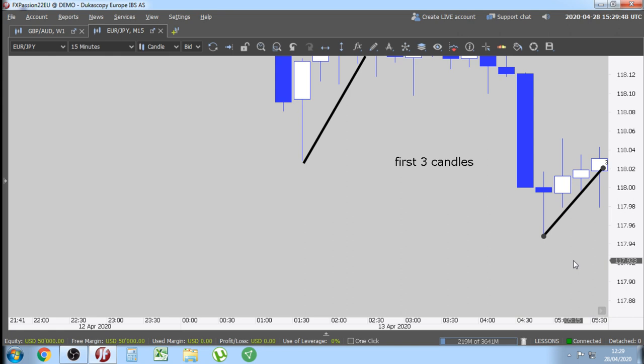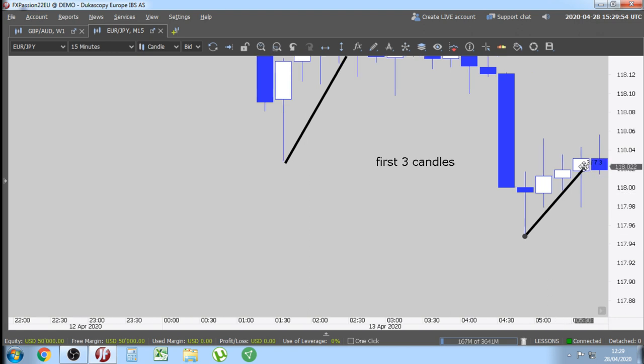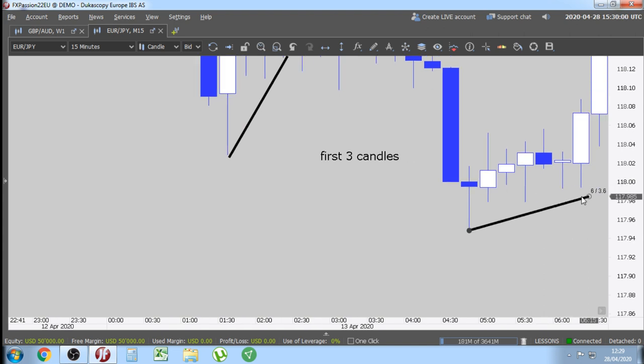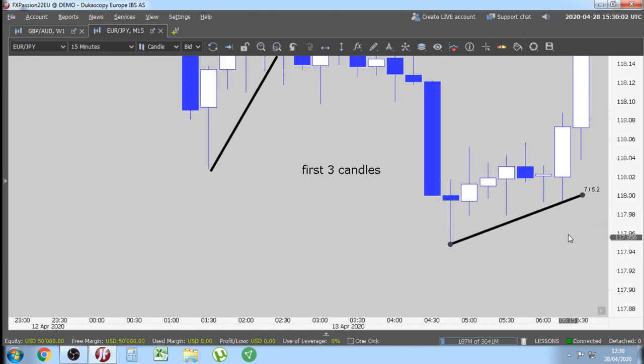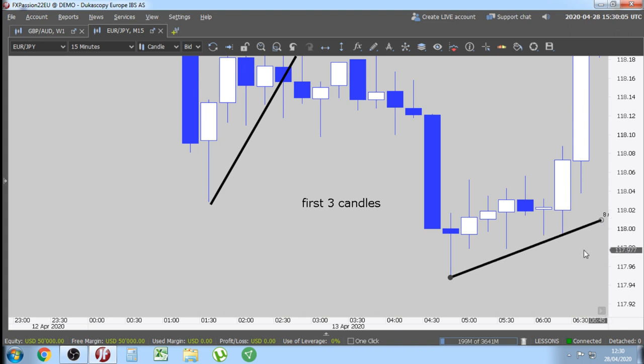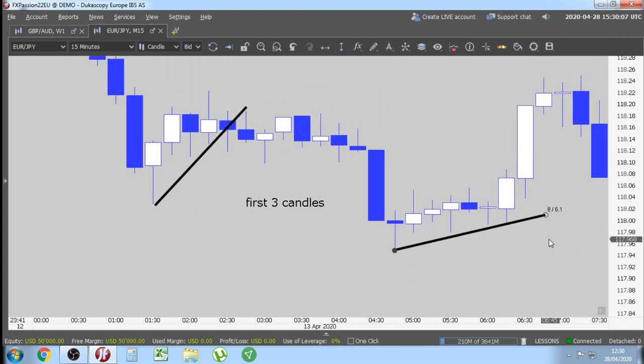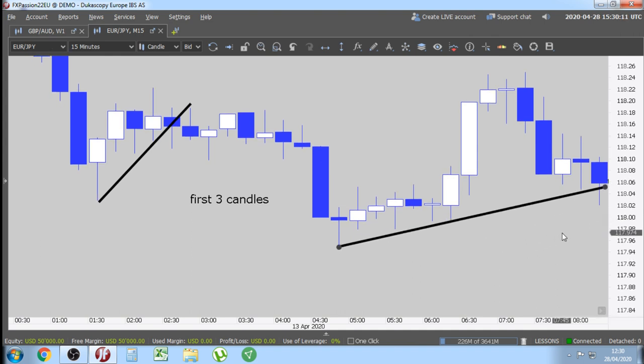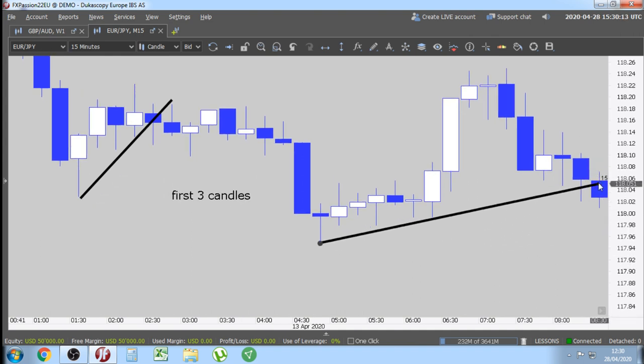The market didn't close, so I need to adjust, right? This is my counter trend line. The market's pushing higher and higher. I need to adjust, and it's pushing higher, right? And it's pushing, so still didn't break. Now I have a counter trend line break.